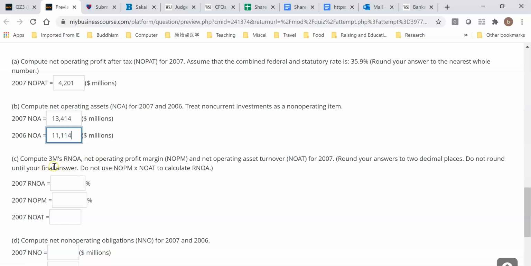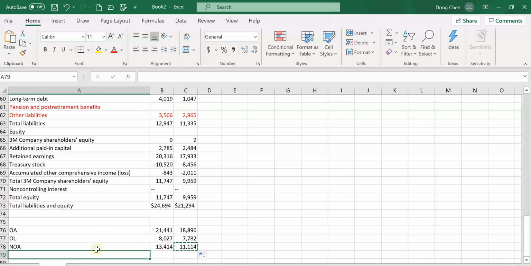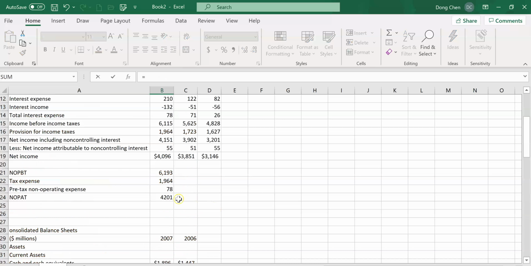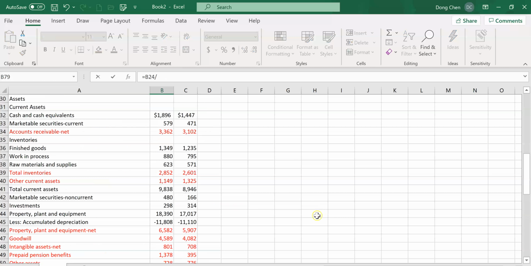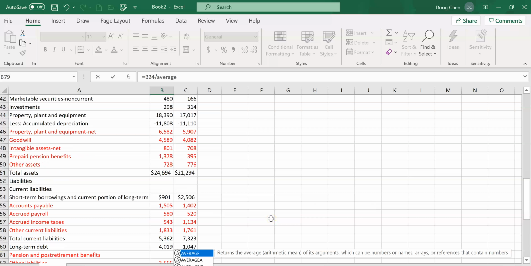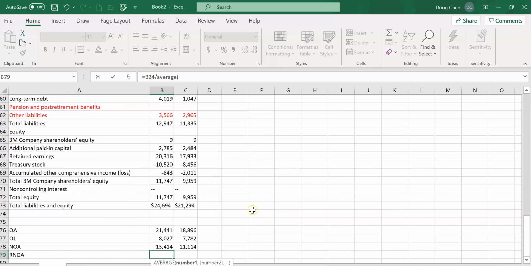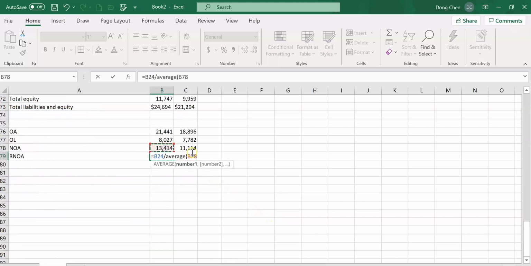And C, compute RNOA, NOPM and NOAT. Round your answers to 2 decimal places. But RNOA and NOPM are in percentage terms, and NOAT is not. So do not round until your final answer. Do not use this to calculate RNOA. So we know that RNOA is defined to be NOPAT, it's right here, divided by the average level of the NOA.